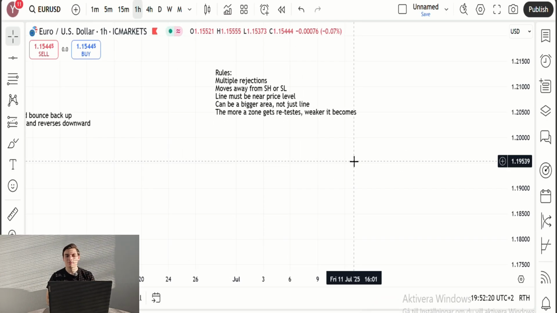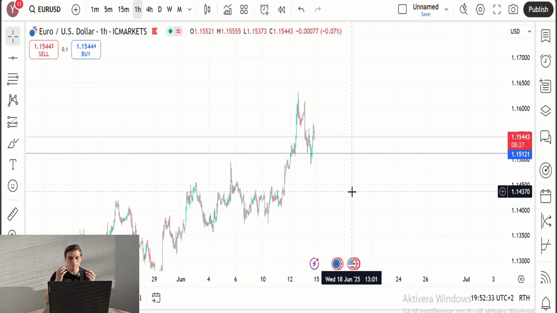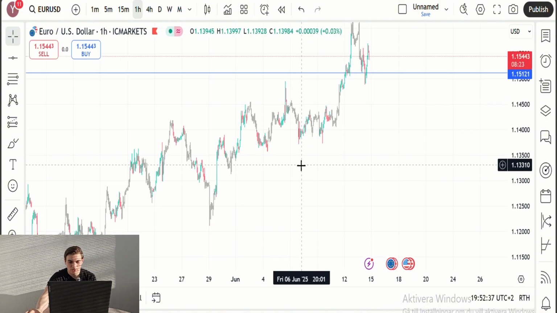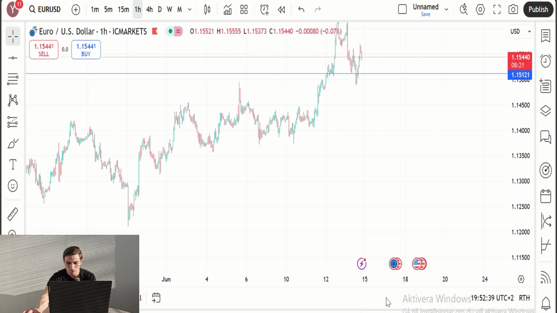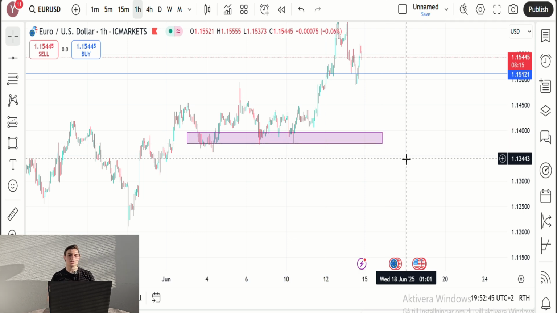So the fourth rule, and again, this is not really a rule, this is something I just tell you because it can be a bigger area. It doesn't just have to be a line. I like to use lines because it's easier for me, it's better for my eyes, less complicated. But there's people that, for example, this support zone, instead of drawing a line, they will draw a rectangle like this, which actually works pretty well.